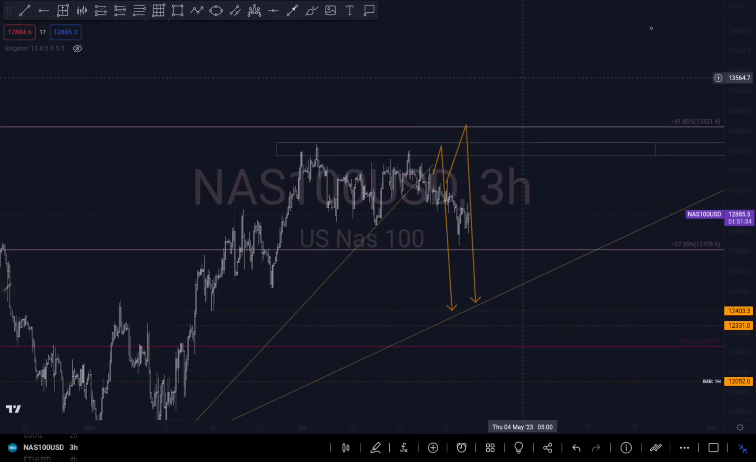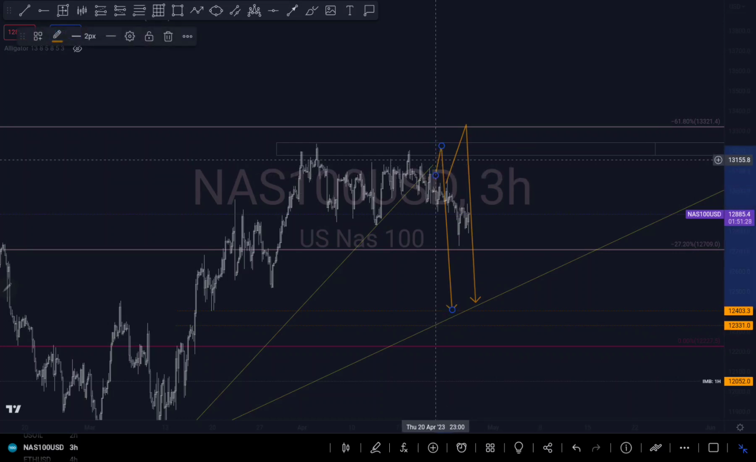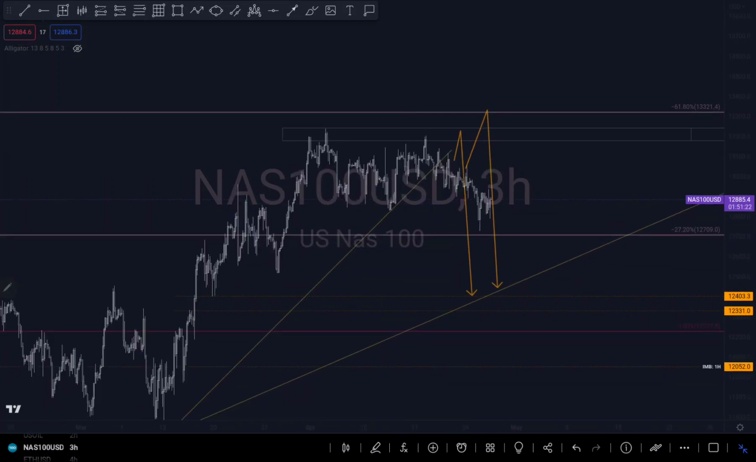So I said there's a possibility that we might continue to move to the downside, and I think it was around this level when I drew it. I think it was around this level, and we can see we are continuing to move down as predicted, which is good.